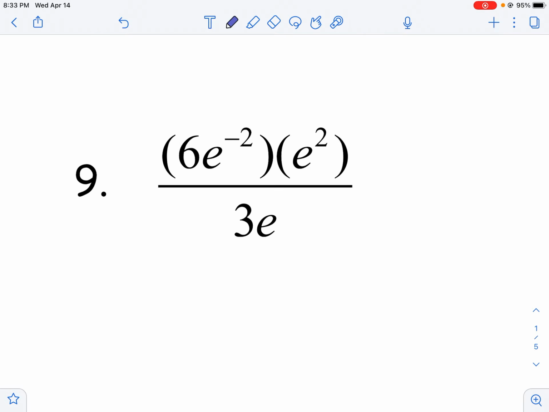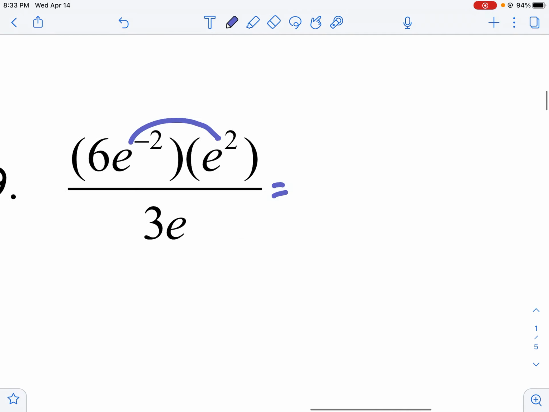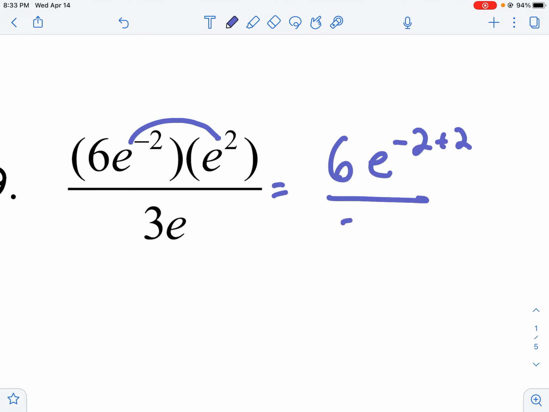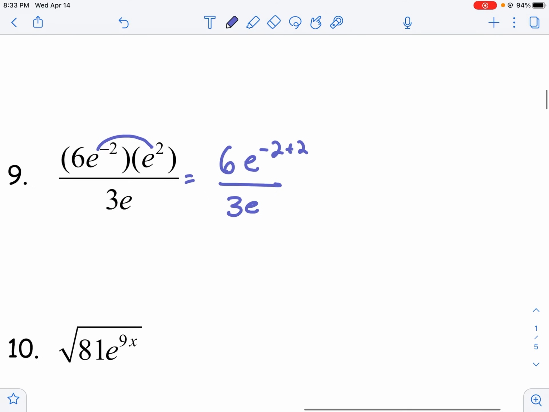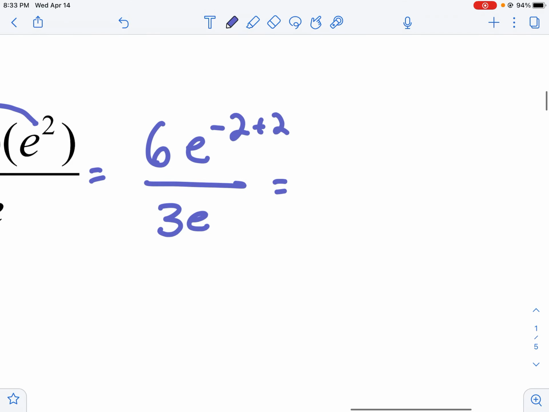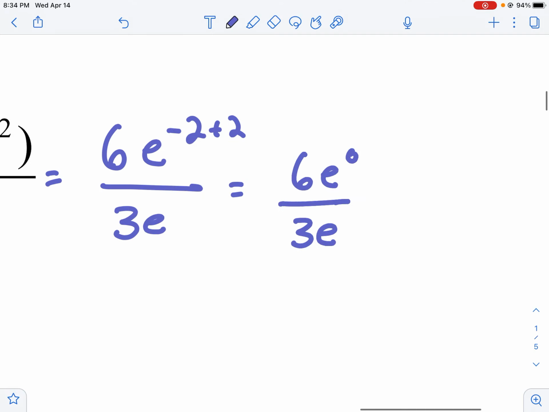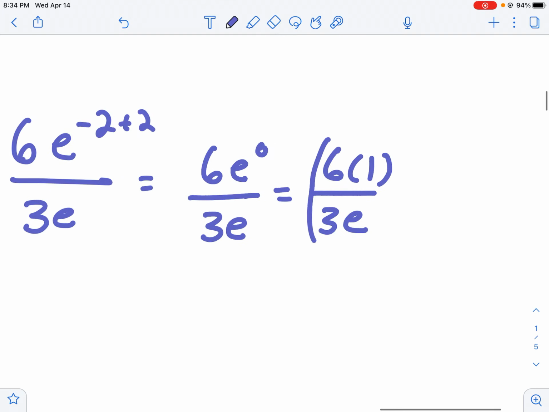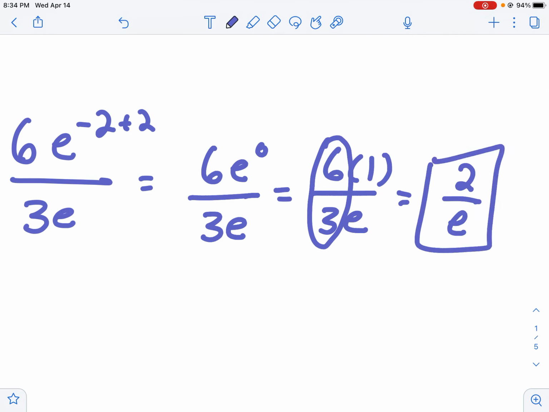For number 9, there's a couple ways to do number 9. I like to, since these e's are both in the top, combine them. So we would get 6e to the negative 2 plus 2, that's over 3e. And so that then becomes 6e to the 0 over 3e. E to the 0 is just 1, so that's 6 times 1 over 3e. And then we can just reduce this 6 and 3 to get 2 over e.